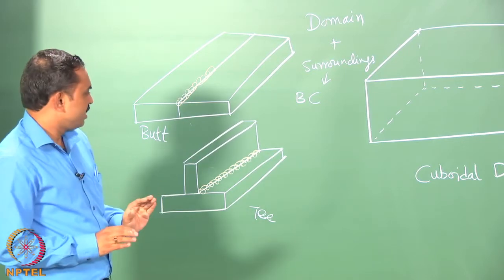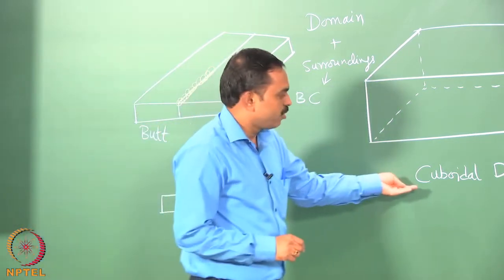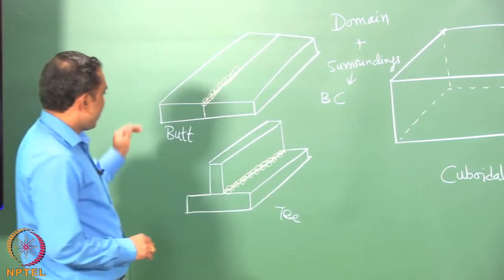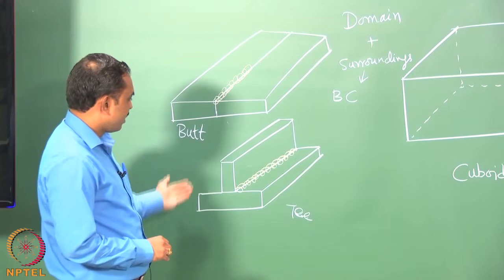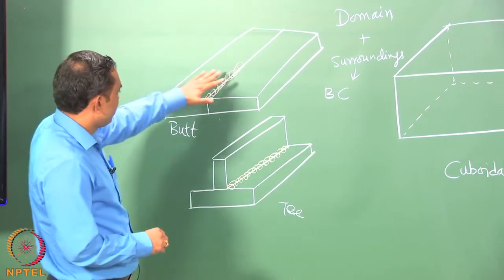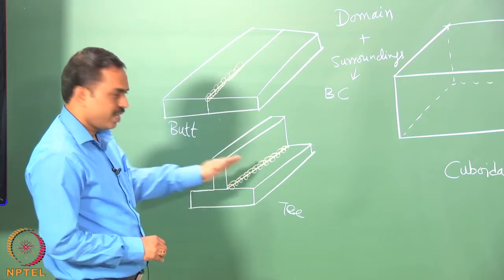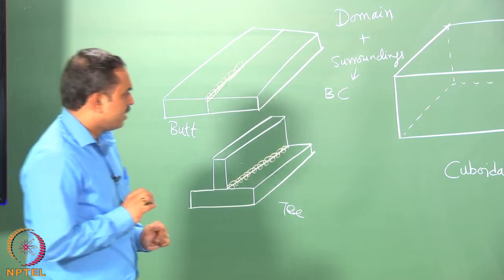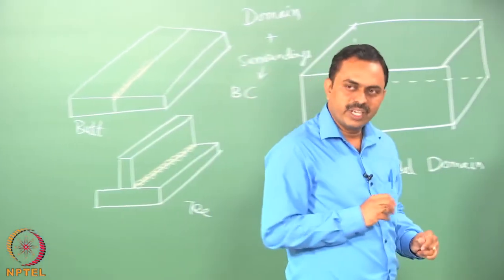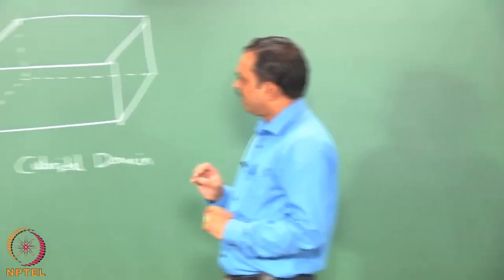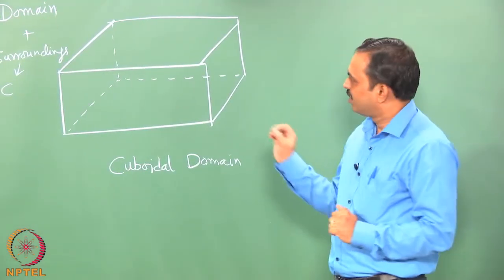And for simplicity, we would take a cuboidal domain. The reason being that the analysis becomes easier as compared to complicated geometries, and you can imagine a cuboidal domain as parts of various complicated shapes that we are going to look at. And at what locations we should do the thermal analysis is also very important.